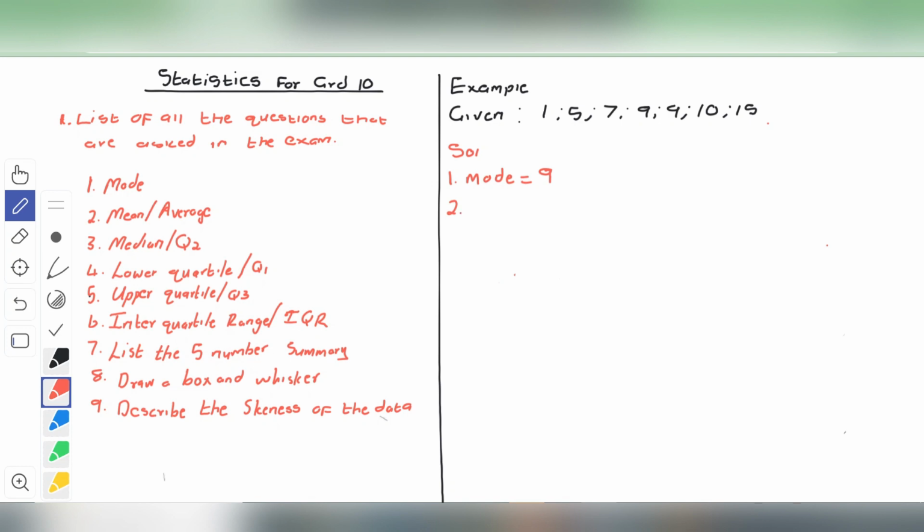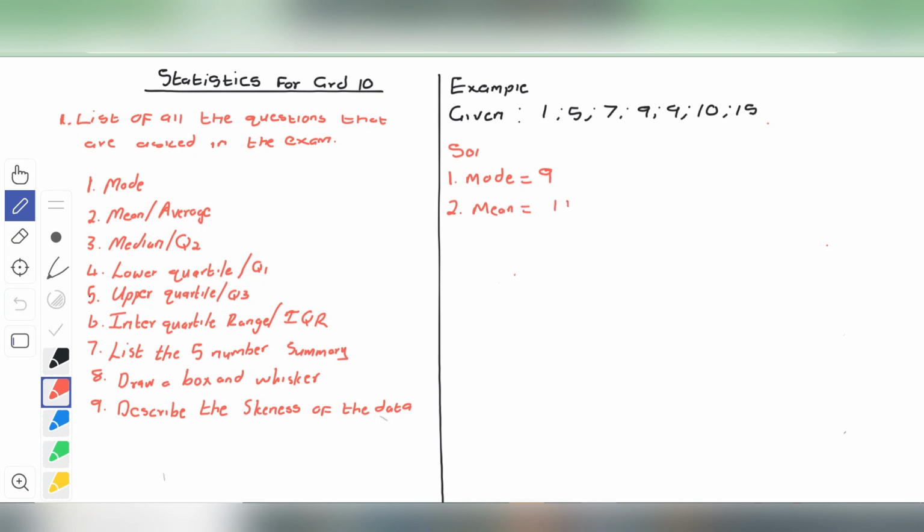The second question is to determine the mean, or the examiner can say determine the average, because he knows students know what the mean is. Whenever you hear determine the average, just know that he wants you to calculate the mean. The mean is the average of the data set. We determine it by adding all the data set and dividing by the total number of the data set.